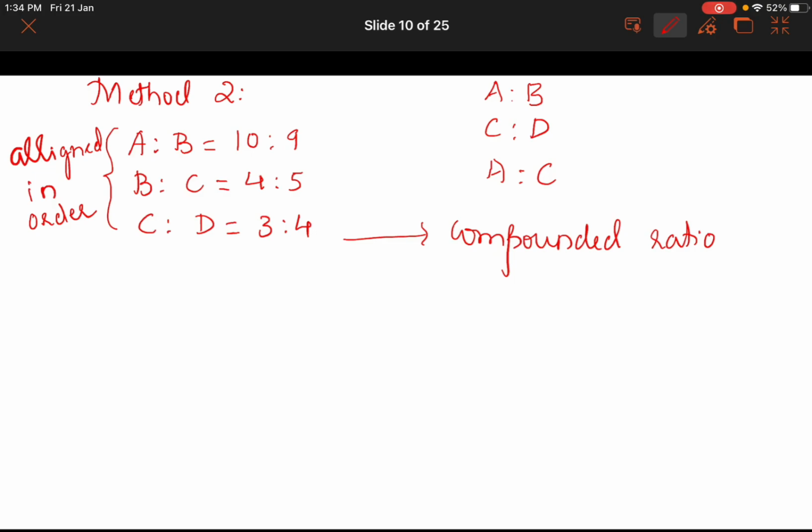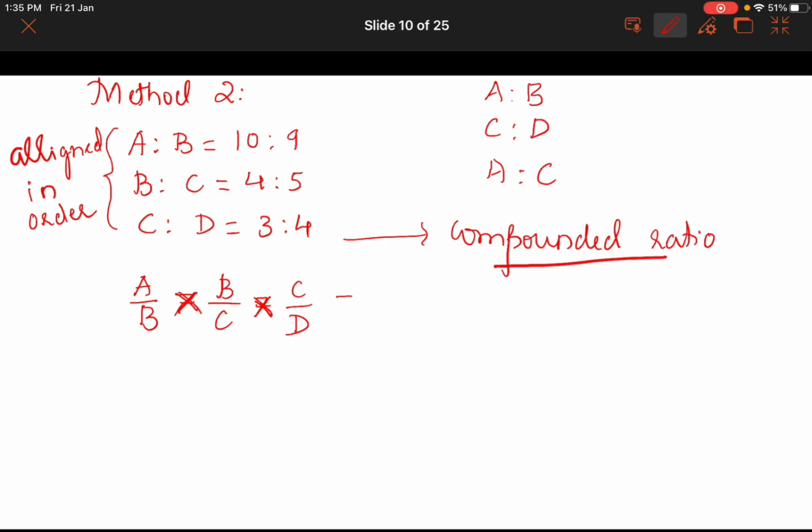Then if the ratio is like this, we can directly multiply. In compounded ratio we can directly multiply the ratios. That is, A is to B can be written as A by B, B is to C can be written as B by C, and C is to D can be written as C by D. Sorry, this is multiplication. So if the ratios are like this, compounded ratio, then we can directly multiply them.